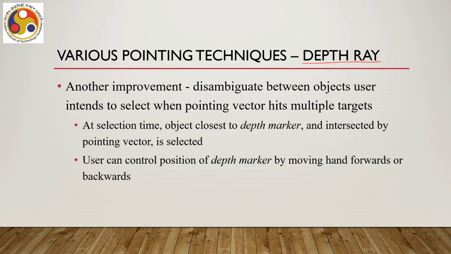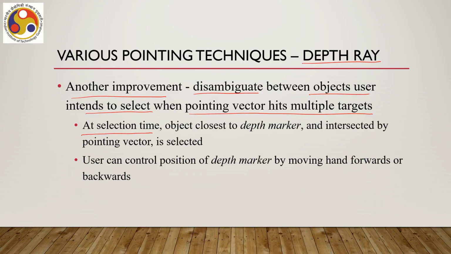Another improvement is depth ray. Improvement over the basic ray casting method is the depth ray technique. Through this technique, we can disambiguate between objects the user intends to select when the pointing vector hits multiple targets. So, if there are multiple objects around the object to be selected and by mistake we have cast a ray that crosses multiple objects, which one we want to select is difficult to pinpoint, but using the depth ray technique, we can do so.